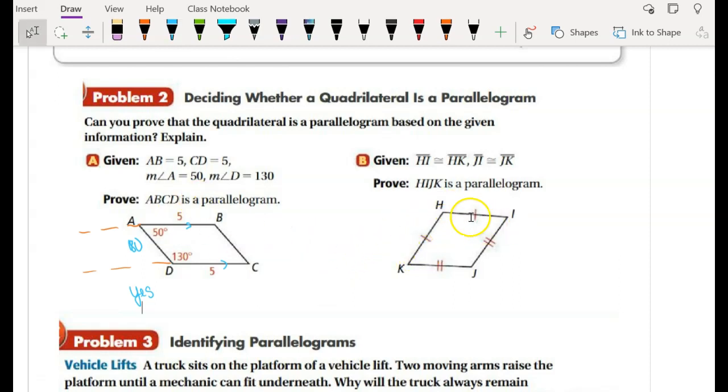Now let's take a look at B. HI is congruent to HK. JI is congruent to KJ. I want to know if HIJK is a parallelogram. What do you think? So the answer is no. Tell me why it's not. Because the opposite sides are not congruent. Adjacent sides are congruent, and that doesn't help us any.